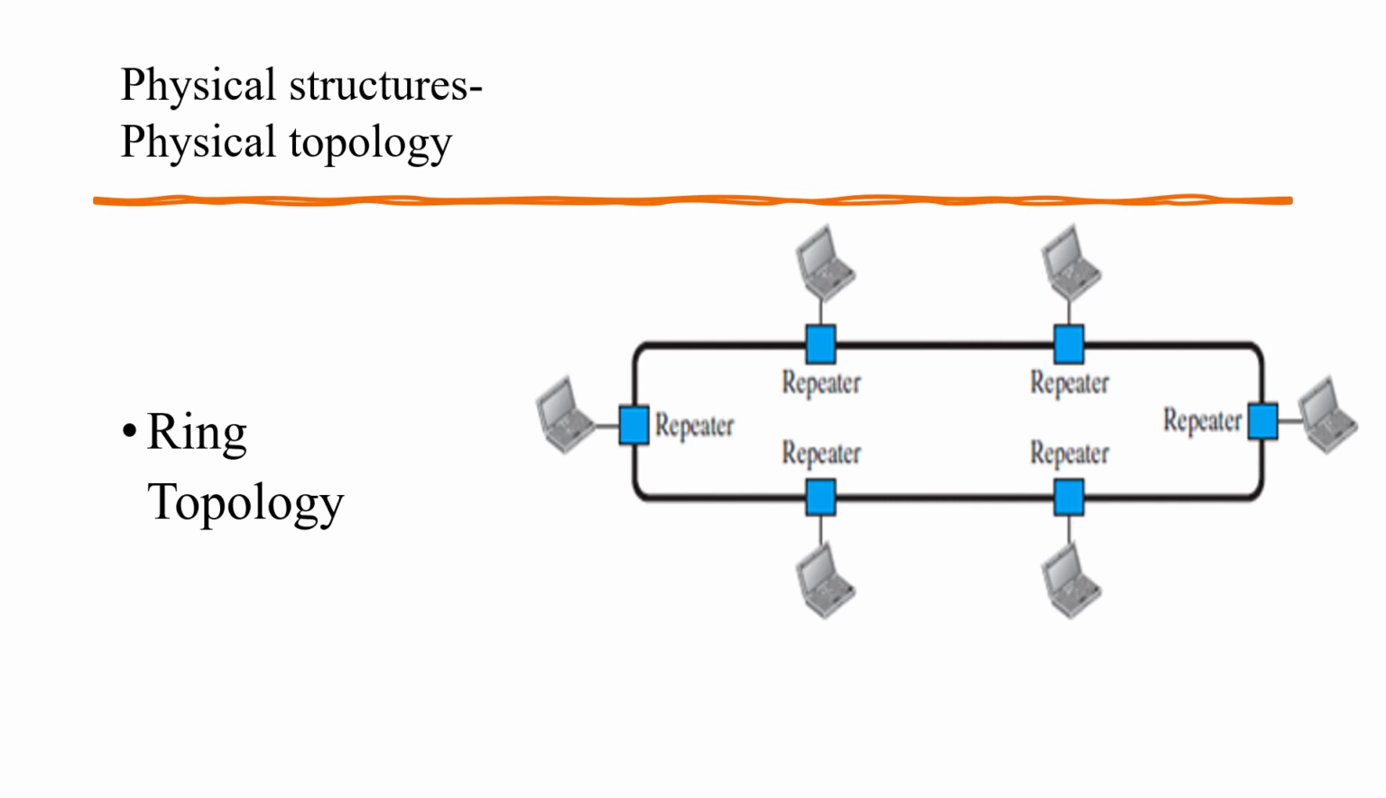Unidirectional traffic is a disadvantage. In a simple ring, a break in the ring can disable the entire network. This weakness can be solved by using a dual ring or a switch capable of closing off the break.